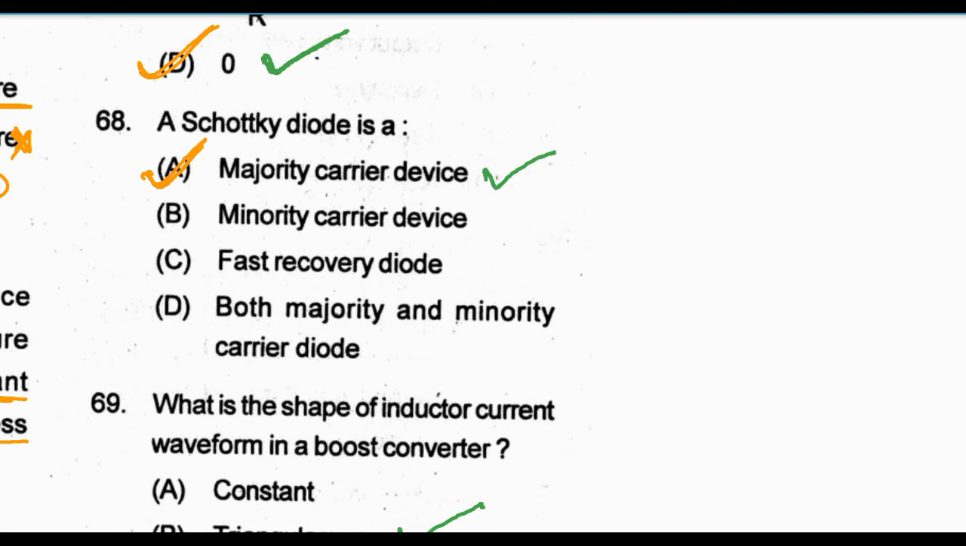the correct answer. And it has no recovery or recombination time, so it is also a fast recovery diode, but it does not come under the fast recovery diode category, because generally under fast recovery diodes we are considering p-n junction diodes, which have no recombination time. So we are considering this as a majority carrier device, and this is also faster than a conventional p-n junction diode.